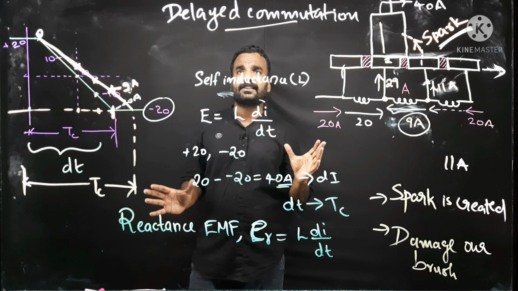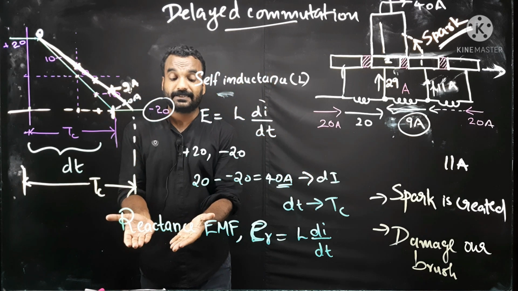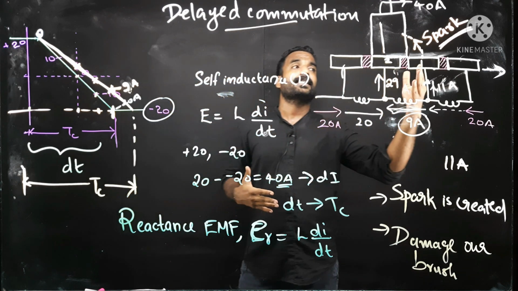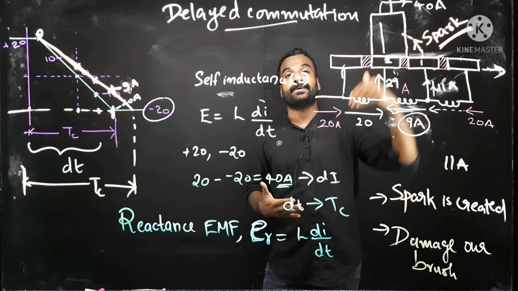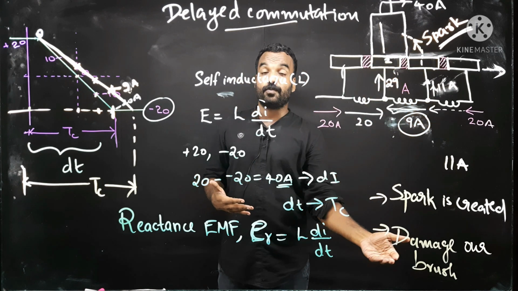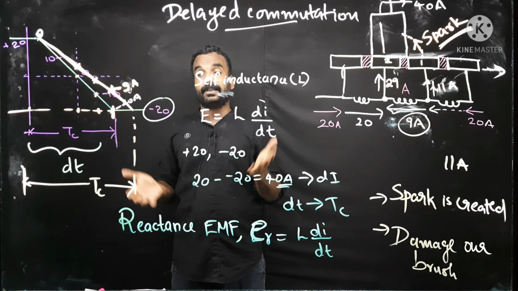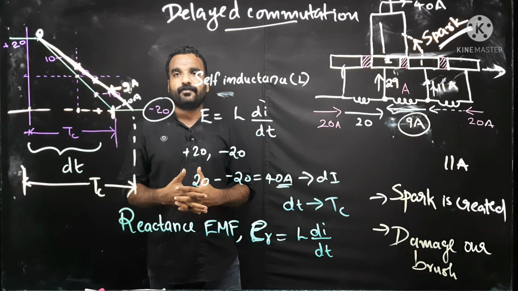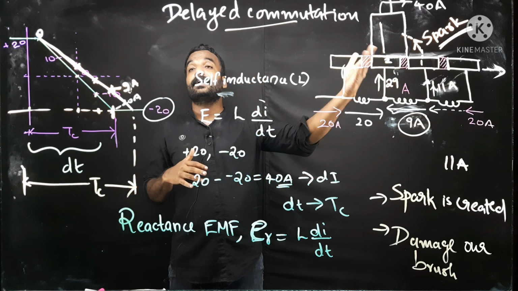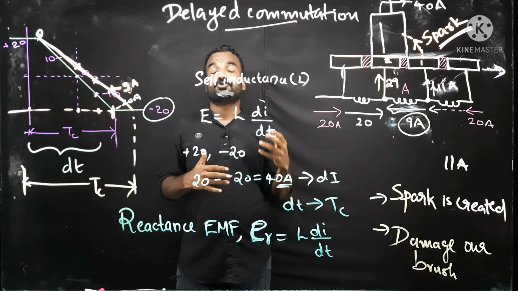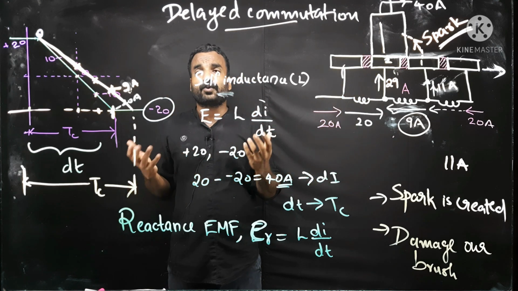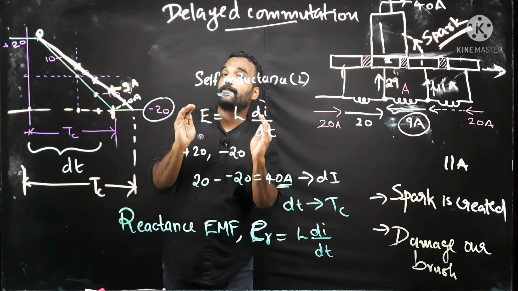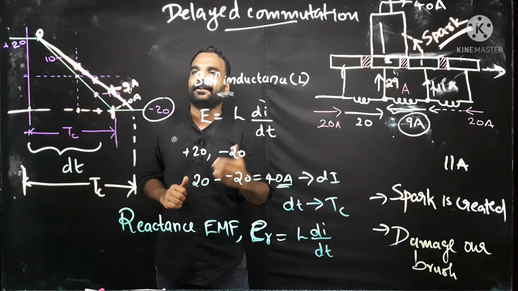So what is the basic reason for having delayed commutation? That is reactance EMF. Reactance EMF will create delayed commutation. Due to delayed commutation, some spark happens inside the machine. This spark will damage your brush. So this is the concept of delayed commutation. Now I want to explain the remedies. We have to improve our commutation, otherwise our machine will get damaged, our brushes will get damaged. So we have to adopt some new methods to improve commutation. That method is known as EMF commutation, that we will discuss in the next slide.